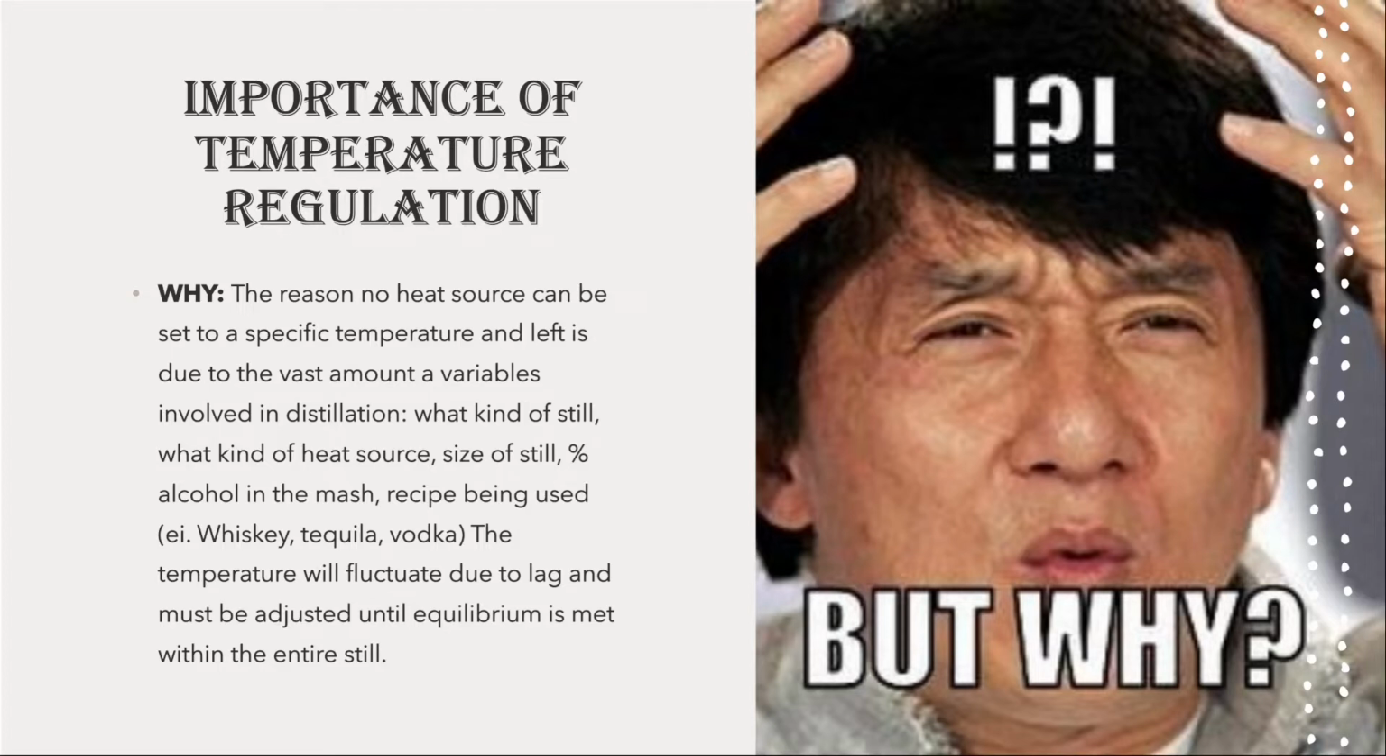These variables that change the boiling temperature include what kind of still is being used, the size of the still being used, the material of the still, what kind of heat source is being used to heat the still, such as wood, propane, or electric, the percent alcohol of the mash, and the recipe of the mash. All these factors can greatly affect the boiling temperature of the mash, as well as the different temperatures that will transfer throughout the process as the distillation cycle continues.